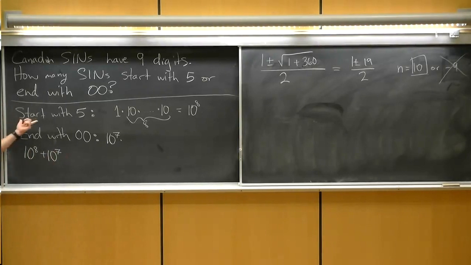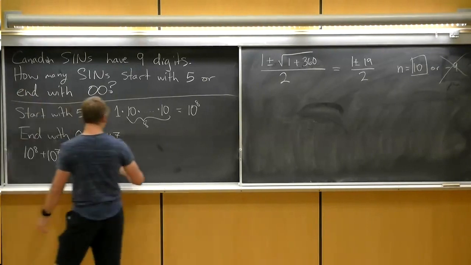Right, because we counted how many start with a 5. We counted how many end with 0, 0. If you want this or that, it seems like you should just add them up, right? Yeah, exactly. Everything that's in the intersection of these 2 sets is getting counted twice.